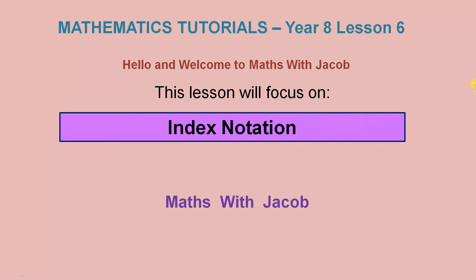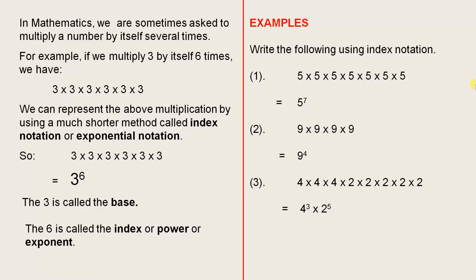This lesson will focus on index notation. In mathematics, we are sometimes asked to multiply a number by itself several times. For example, if we multiply 3 by itself 6 times, we have this string of numbers here. So the 3 is multiplied by itself 6 times.